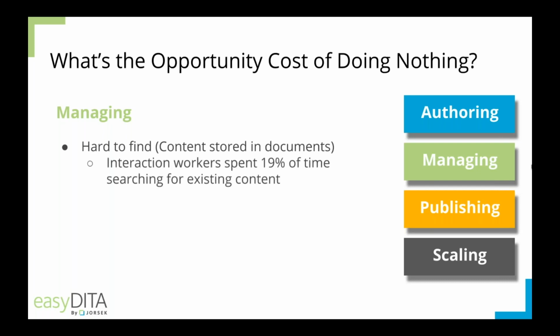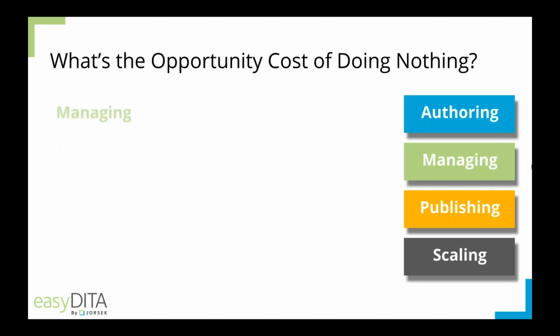There's a recent survey out of McKinsey that found that interaction workers spent 19% of their time searching for existing content. That is a staggering number. Almost a fifth of their day was searching not for new content, but searching for content that was already created by their organization. That's really inefficient, and it speaks to the problem that we have right now in a lot of organizations with siloed content, inaccessible content, or content that is difficult to find.